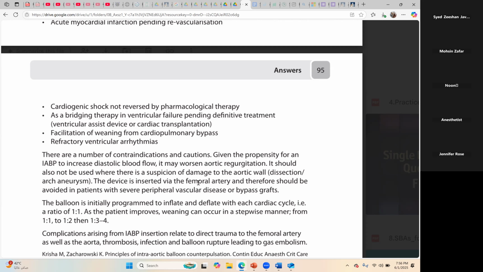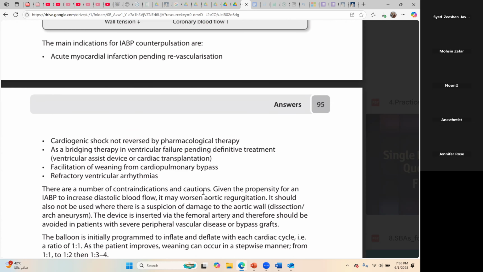The device is inserted via the femoral artery and therefore should be avoided in patients with severe peripheral vascular disease or bypass grafts. So this is another: bypass grafts of the peripheral vessels, because it can rupture. Okay. So these are the things which you should be knowing.